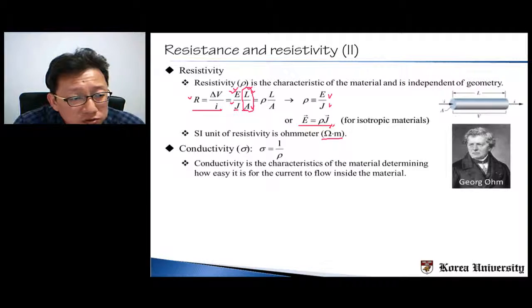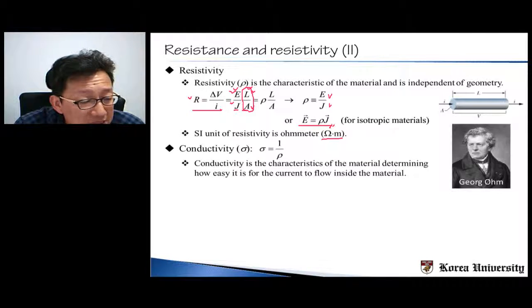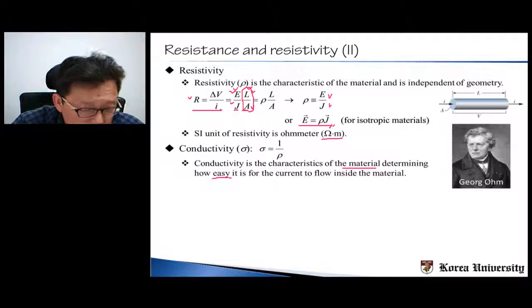And then let me introduce another quantity, which is called the conductivity. Well, to make a long story short, conductivity is simply the inverse of resistivity. So if resistivity is large, the conductivity will be small. If the conductivity is large, then resistivity will be small. Basically, conductivity is again a characteristic of the material, determining how easy it is for the current to flow inside the material.